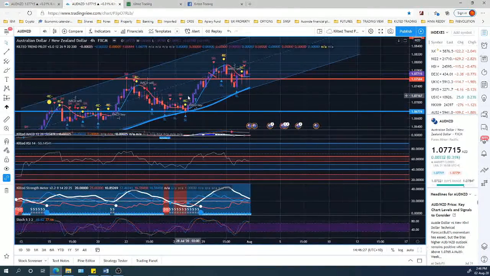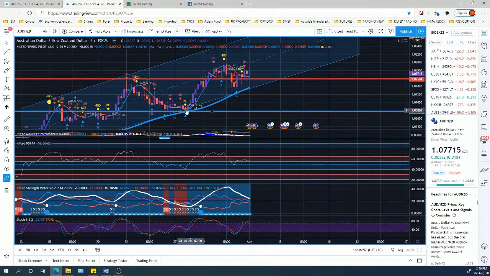But yeah, it was a good trade, good entry. It would have been a good trade if I'd actually just used the descending triangle, albeit with a break above. That one turned out a loser, but it shows you how good or accurate the Kilted Trend Pilot is at getting good trades.